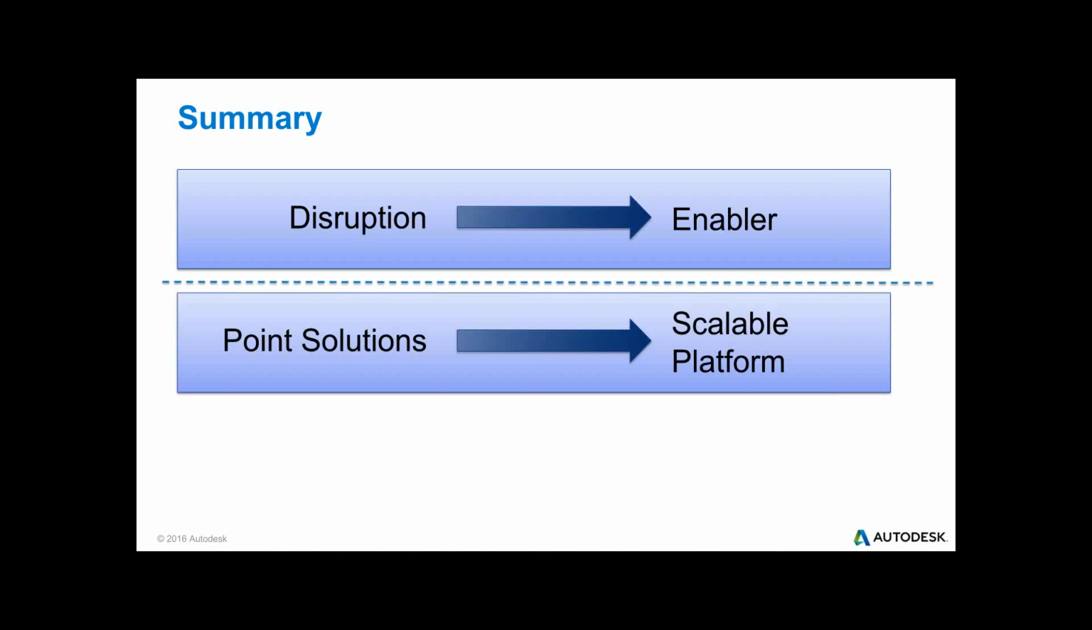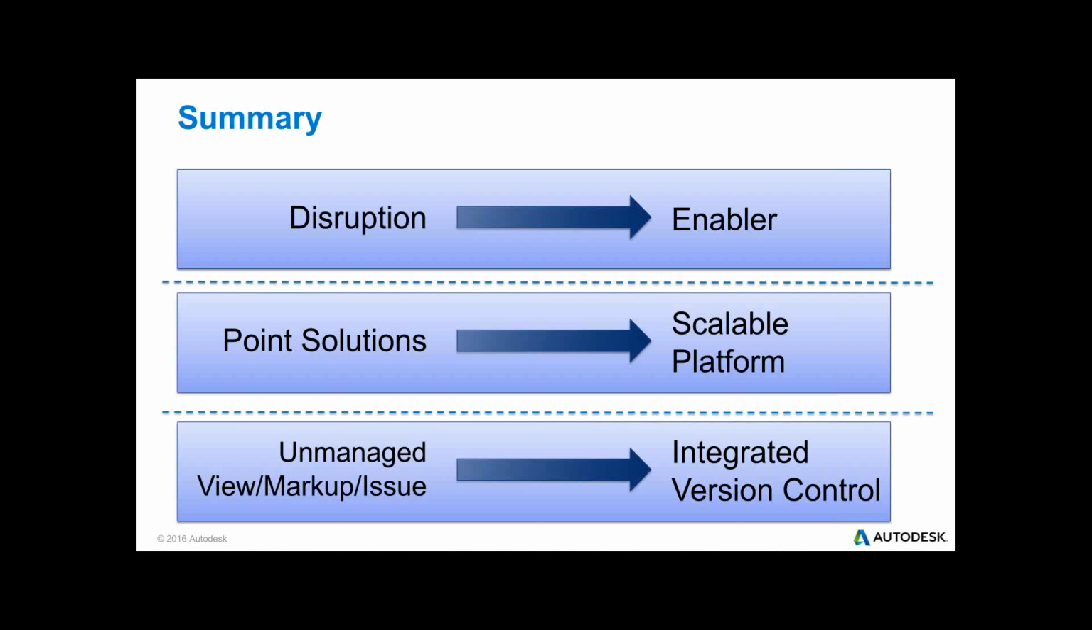We covered how the Autodesk offering fills that need with a scalable platform for managing documents and information, and is providing that platform for you to grow with your business and technology adoption. And that's whether it's 2D all the way up to 3D based model workflows, or from the office out to the field. Lastly, we discussed how the use of unmanaged view markup issue products can lead to significant challenges on your projects. That's going to reduce profit and increase schedules, and that the Autodesk BIM 360 Docs offering delivers an integrated version control platform to meet and overcome those challenges to help you deliver on time and, of course, under budget.